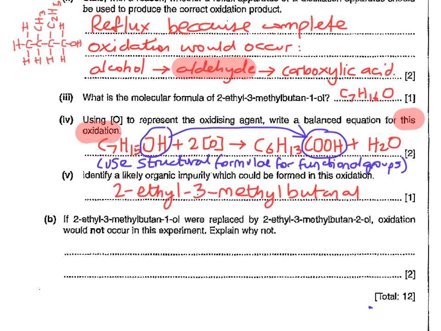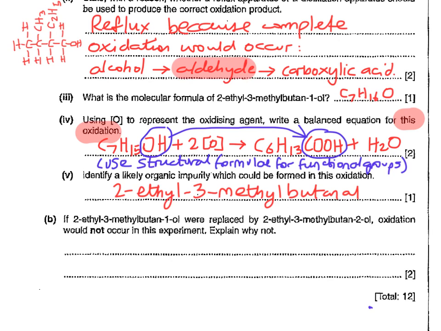So remembering that earlier on we'd recognized that the alcohol is oxidized via an aldehyde, looking further up on the screen, this second to last part says identify a likely organic impurity which could be formed in this oxidation. So we're looking at 2-ethyl-3-methyl butanal, which is the aldehyde that's being referred to by word up in the answer towards the top of the screen.